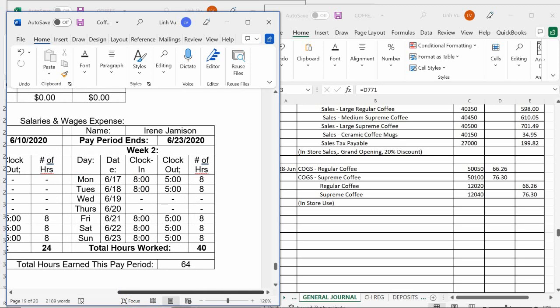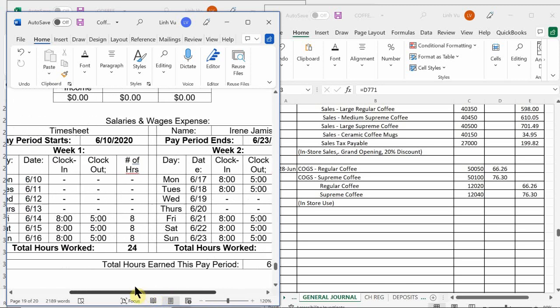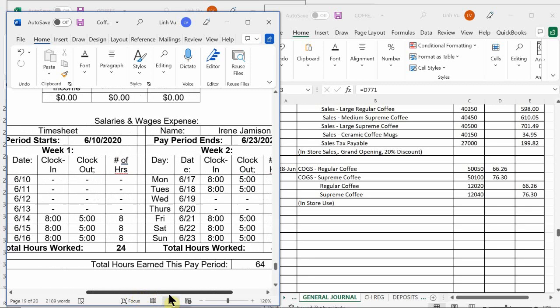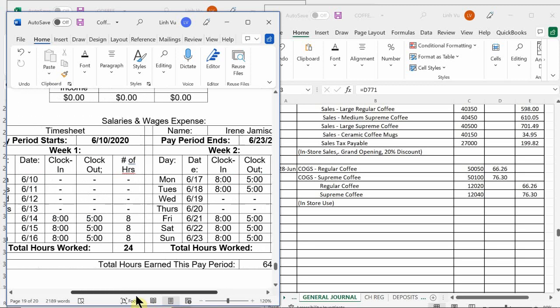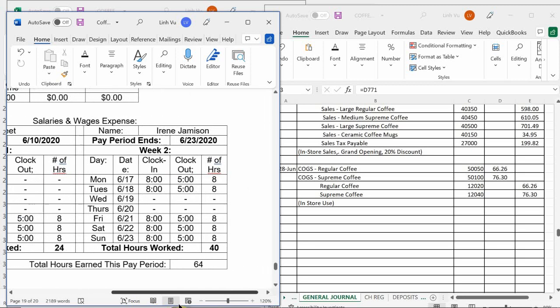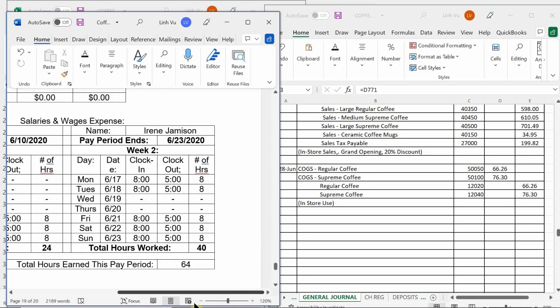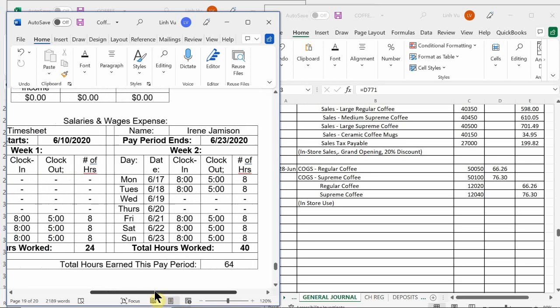Okay, and of course, the payroll period ended on Sunday the 23rd. So therefore, she ended up working that Friday, Saturday, and Sunday. So in this case, how many hours in grand total did she work? Well, she worked 24 hours the first week and a total of 40 hours on the second week. So that means she earned a total of, for this payroll period, 64 hours. Okay?